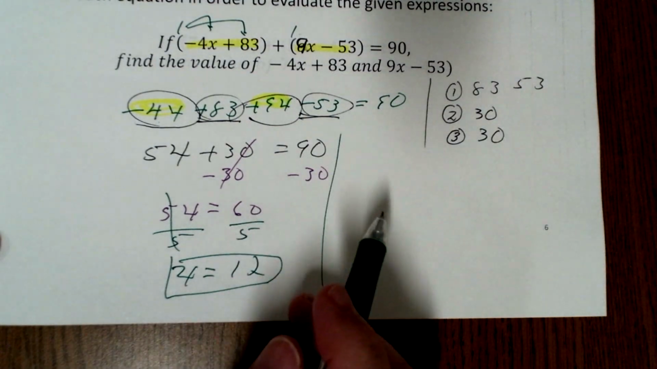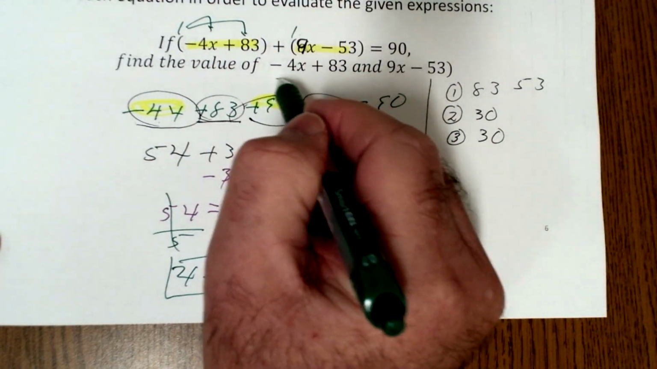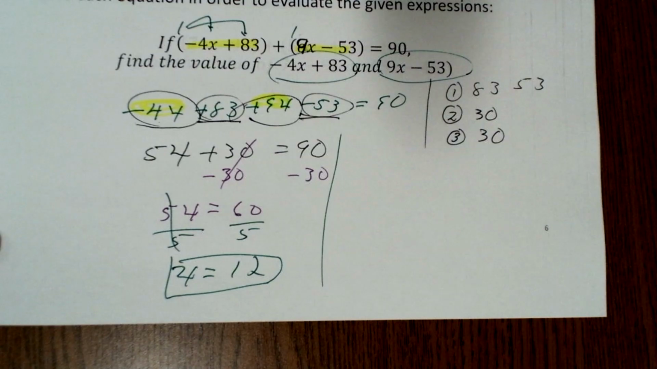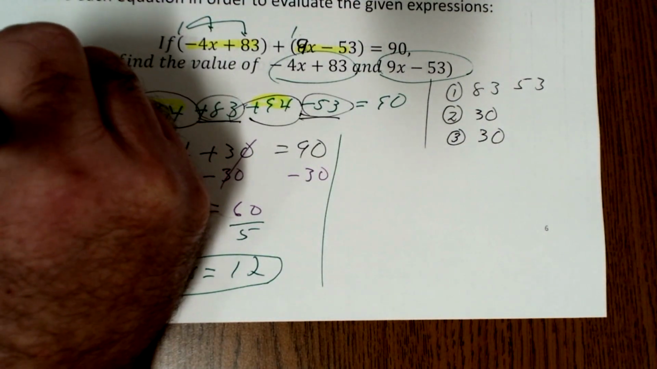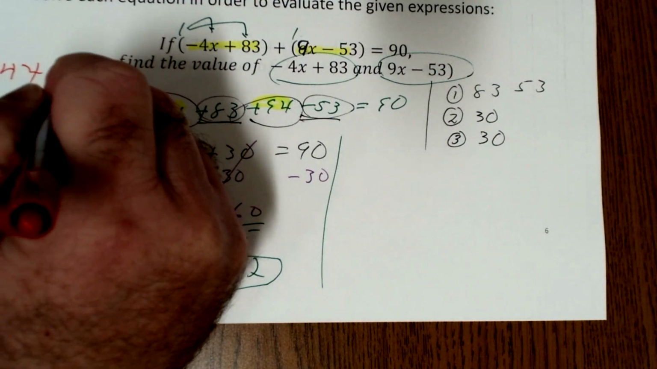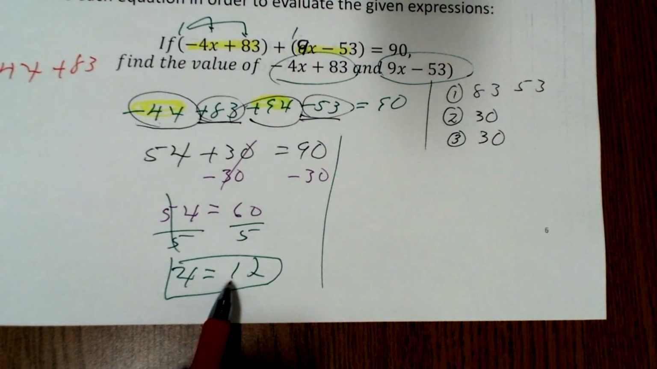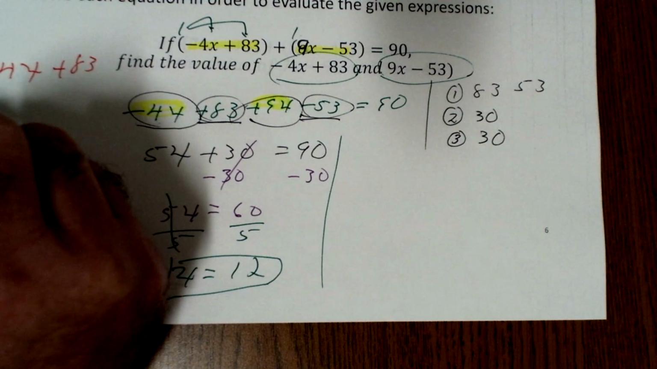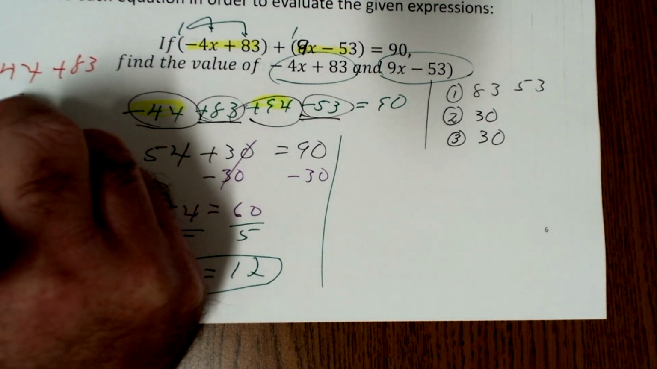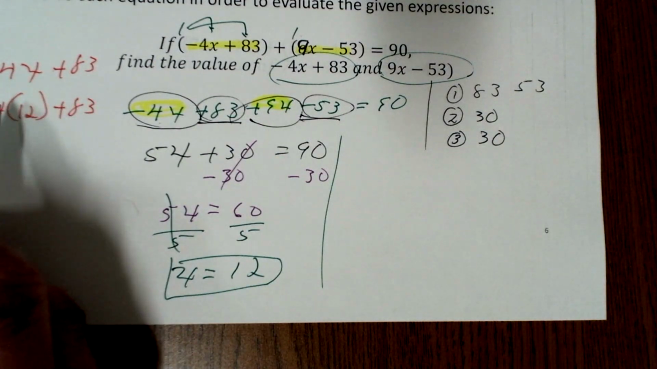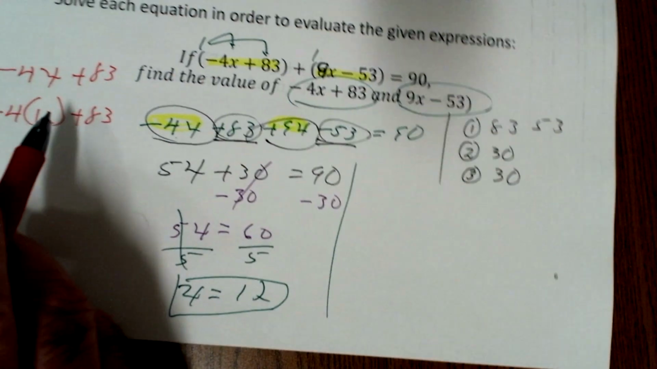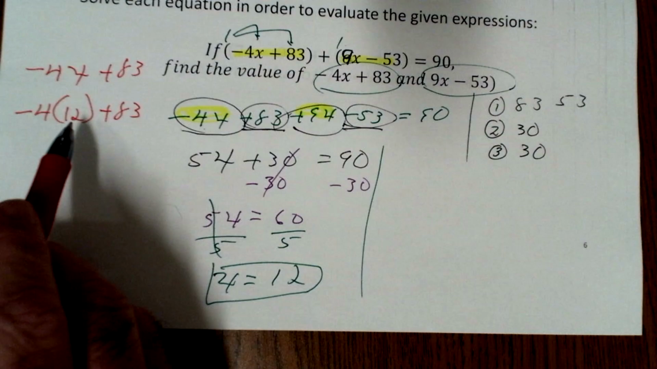in the value of x. We'll do this one on the left side and this one on the right side. So we're going to go over here with minus 4x plus 83, knowing that x is equal to 12. So this will be minus 4 times 12 plus 83. Well, 4 times 12 is 48, of course.